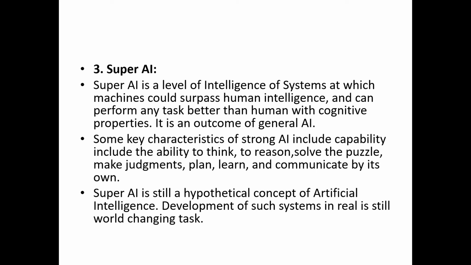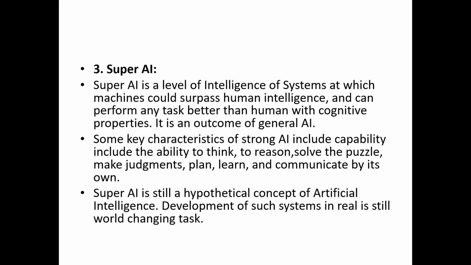Super AI is a level of intelligence of systems at which machines could surpass human intelligence and perform tasks better than humans with cognitive properties, and it can also overcome general AI and narrow AI. Some key characteristics of strong AI include the ability to think, reason, solve puzzles, make judgments, plan, learn and communicate on its own.